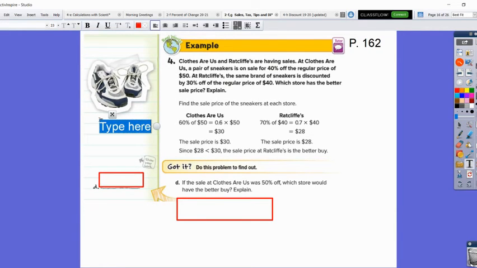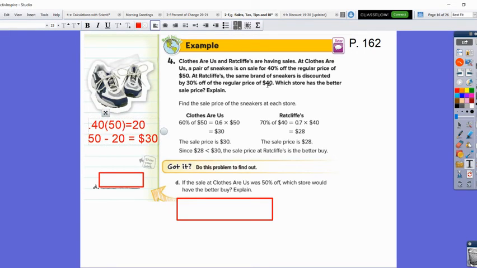You could also, if you had to, do 0.4 times 50, the 40% discount. 0.40 times 50 equals $20, right? And then you take that off of the 50. 50 minus 20 equals $30. Okay, that's the price for Clothes R Us in the two-step method.